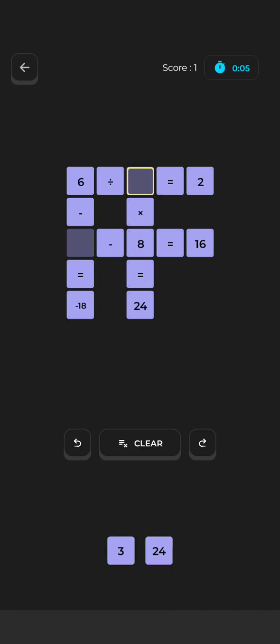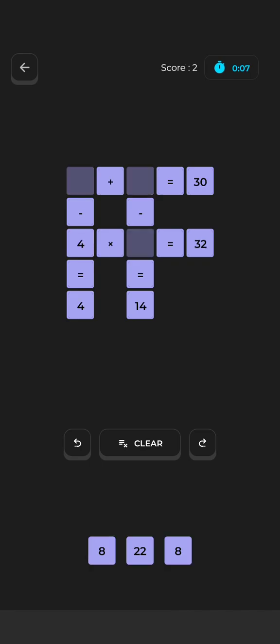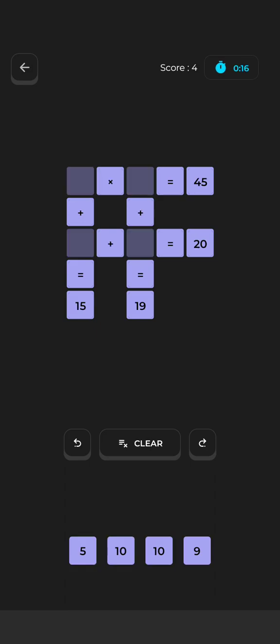So 6 divided by 3, 24. So 4 into 8. Then here will be 22 and 8. Next we'll have 52. Here will be 9 and 12. Okay, so now we'll come to this one.